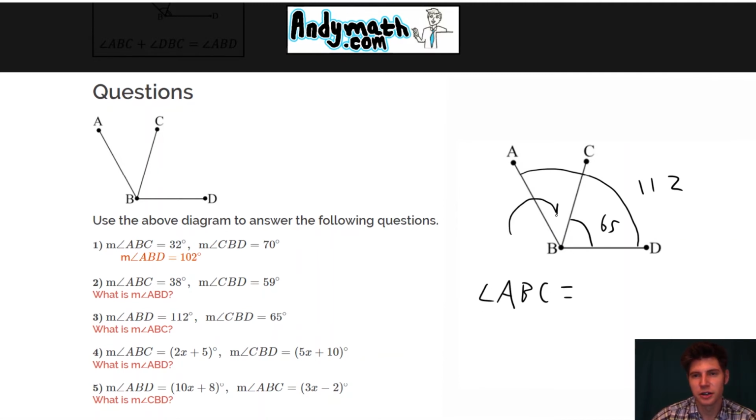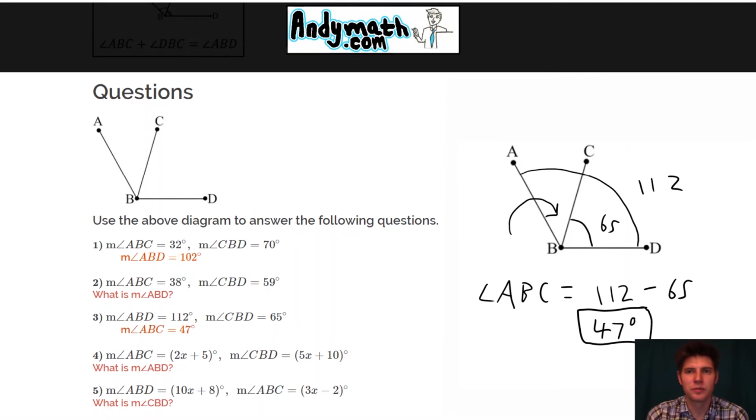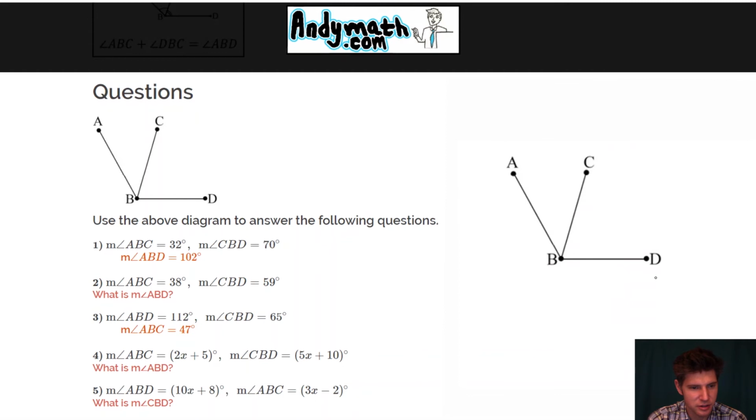Well, that's just this angle here. And the way we get that is we're going to say 112 minus 65. And that'll give us the smaller one. I'm going to use a calculator. And that gives us 47 degrees. So ABC is 47 degrees. Yep, it's 47 degrees. And last, we'll do one of these with the x's in it. So we'll do number 4.